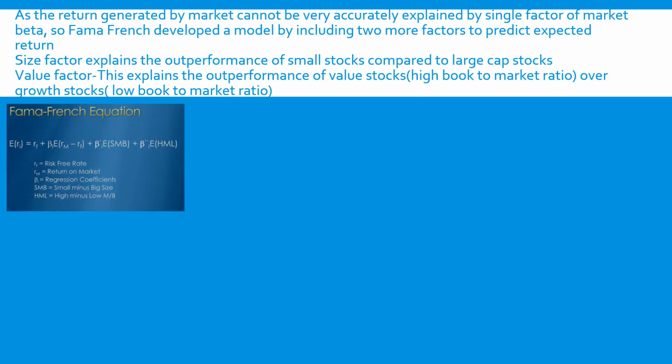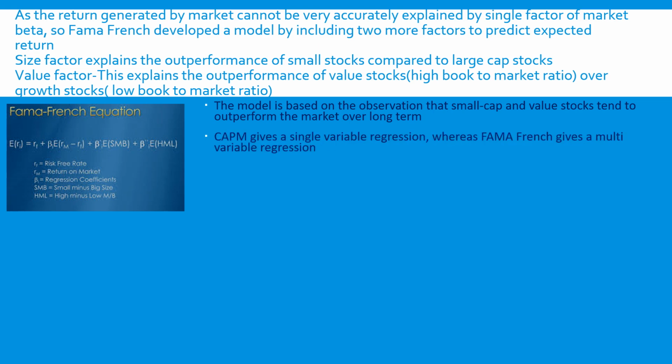This is the Fama French model. These are the two additional factors included in the model. One is small minus big, the size factor, with its coefficient. Another is high minus low book value, so this is another factor. The model is based on the observation that small cap and value stocks tend to outperform the market over the long term. CAPM gives a single variable regression, whereas Fama French gives a multiple variable regression.